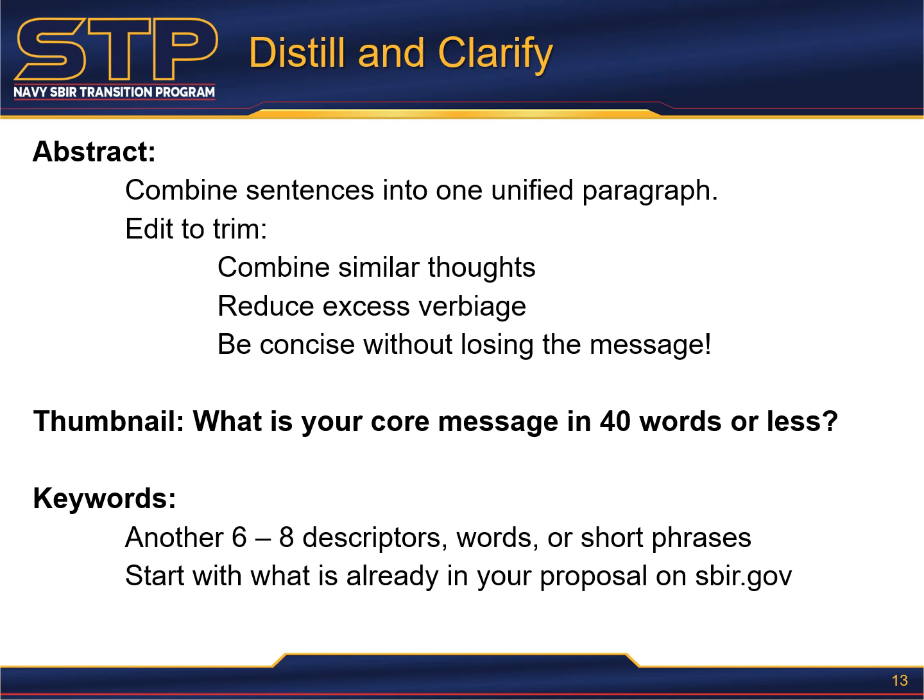We recommend thinking up an additional 6 to 8 descriptors, words, or short phrases that you would use if you were searching for your own technology on a search engine. Make an effort not to duplicate terms already in the abstract or thumbnail, since search engines are already using this data as part of the search. If you get stumped, remember that your proposal likely included several keywords already as part of the submission.